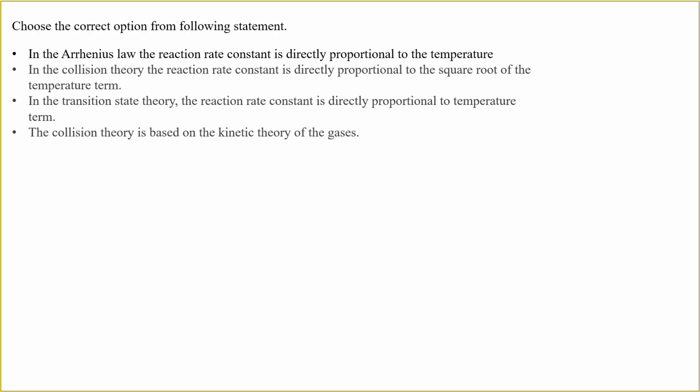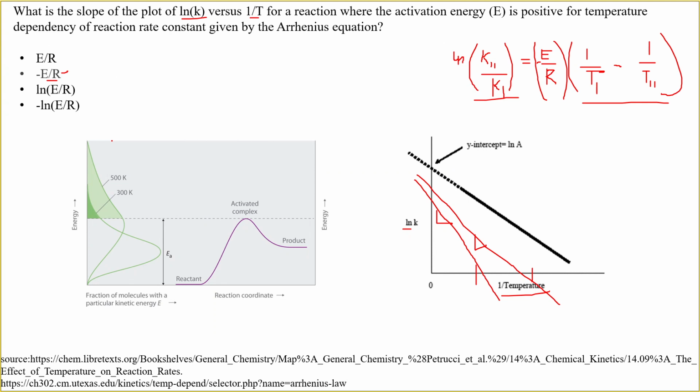So we will go from the first statement. In the Arrhenius law, the reaction rate constant is directly proportional to the temperature. So let's take a look at this example right here. So you can see that the rate constant here involved is the K2 or K1, and they are directly proportional to the temperature. As in, when the temperature increases, the rate constant will also increase.